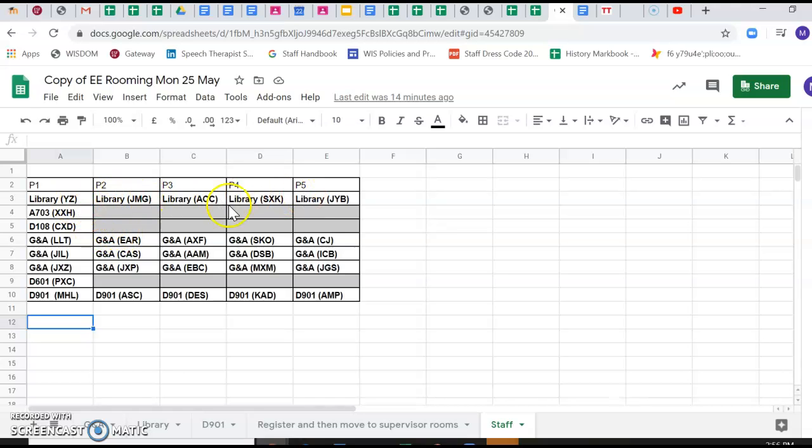The other rooms, so the library, the G&A and D901, we need to cover the entire day. So these are just like normal covers. And you can see we've put multiple people in G&A because there's going to be quite a lot of students down there, about 50 students in total. The library's got about 22 or 24 students, and D901 is a full classroom. So we need you to be in there to supervise them because we can't have students working unsupervised on Monday.